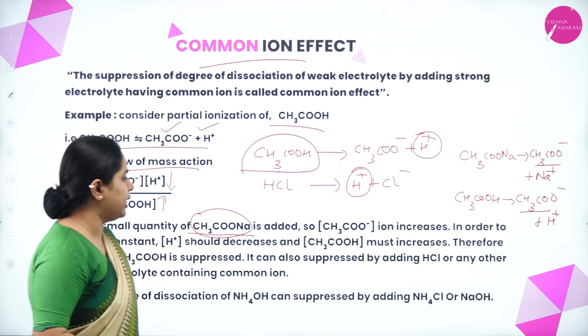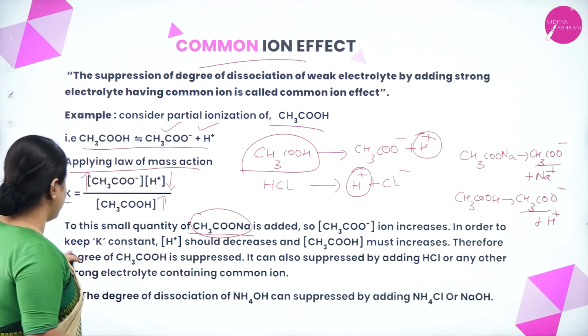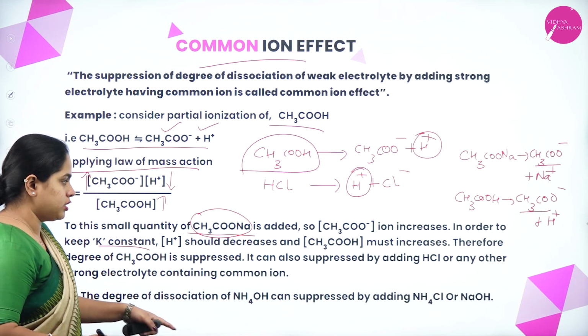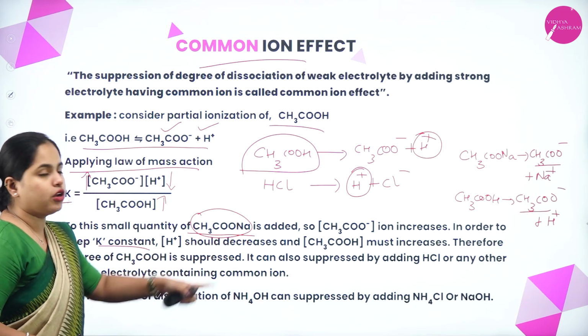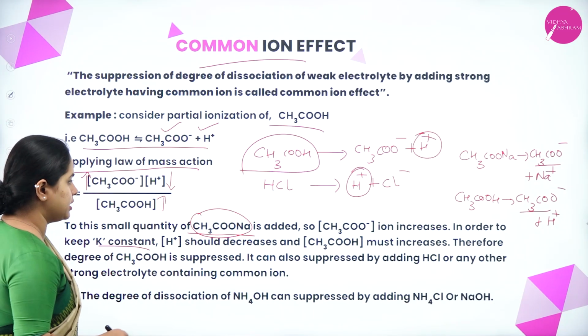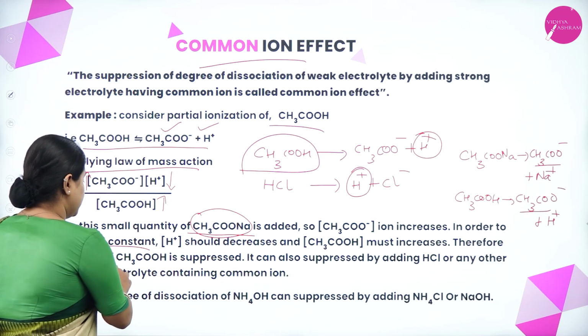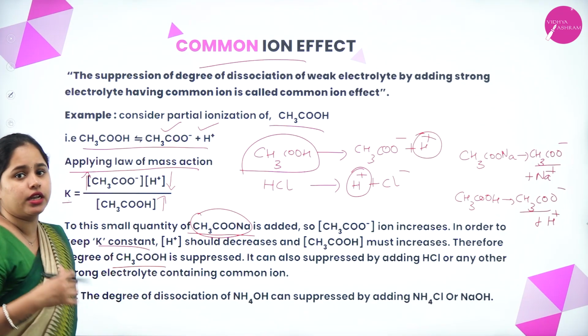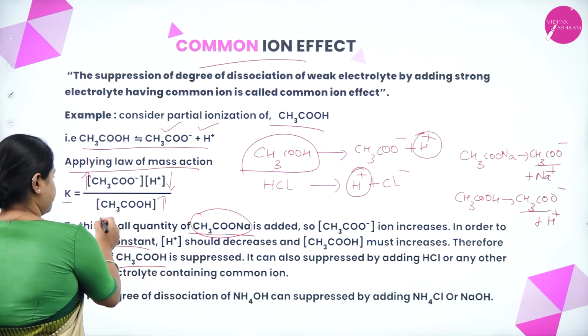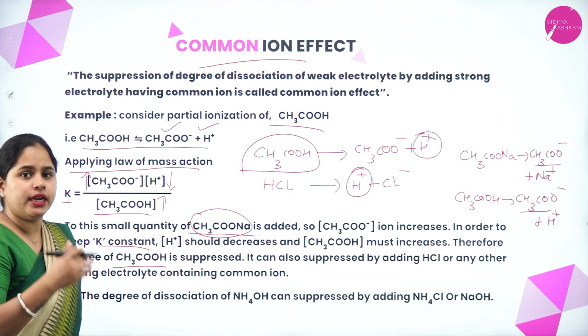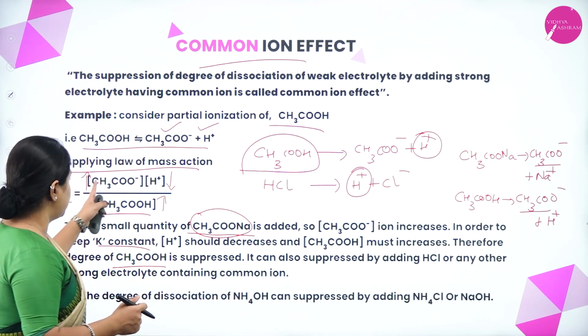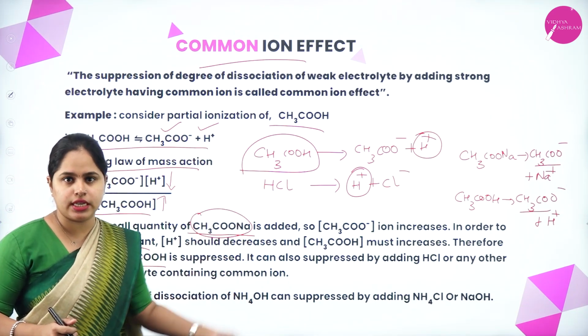I hope it is clear. So that is what is written here. In order to keep K constant, the concentration of H plus should decrease and the concentration of acetic acid must increase. Therefore, the degree of dissociation of CH3COOH is suppressed. The degree of dissociation of acetic acid will be depressed. Why? Because the concentration of acetate ion is increasing, right?